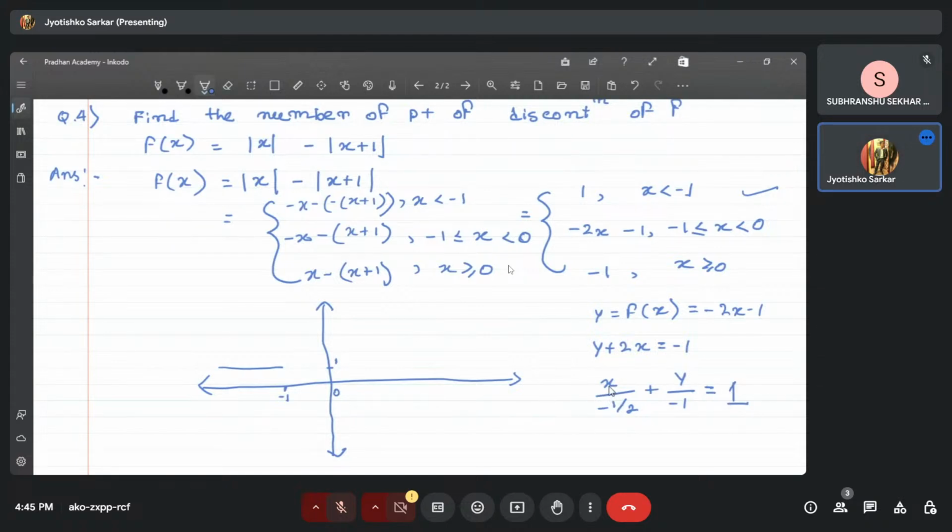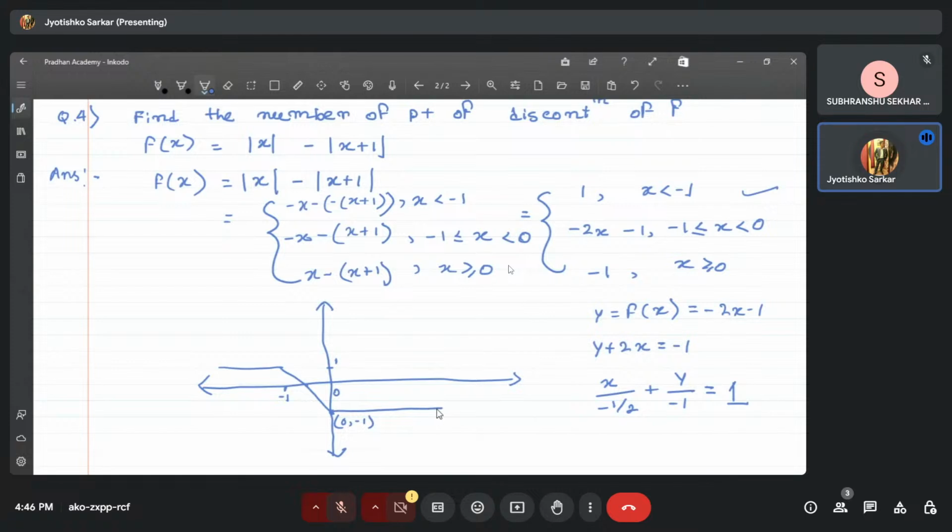So this is the equation of a straight line. This will cut the x-axis at the point (minus half, 0) and will cut the y-axis at the point (0, minus 1). So suppose that is our (minus half, 0) and this is our (0, minus 1). Then whenever x is positive, the function's value is minus 1. We got earlier that this is (0, minus 1).